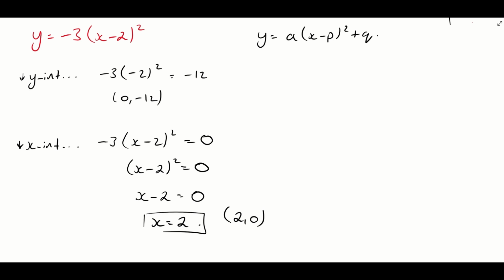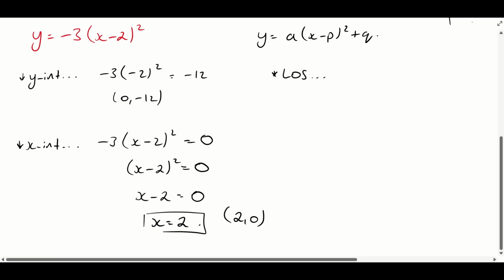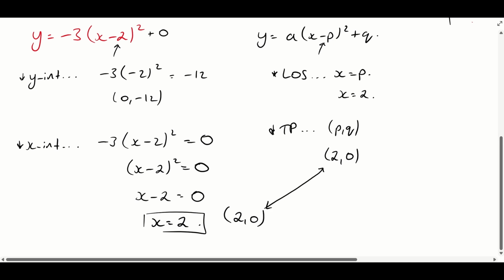So if I come over for my line of symmetry, we've said that that is when x is equal to p. That's just a cool thing to remember for our turning point form. In this case, x minus 2, x minus p, so our p is just 2. So x equals 2 is my line of symmetry, which means my turning point, remember, is at p comma q. So it's going to be at 2 comma, well, I don't have a q value here, right? I'm just at plus 0. So it's 2 comma 0, which is exactly what we see for our x-intercept.